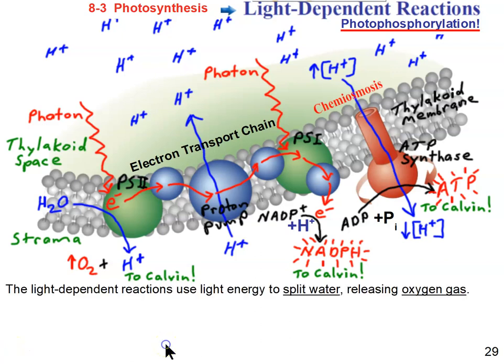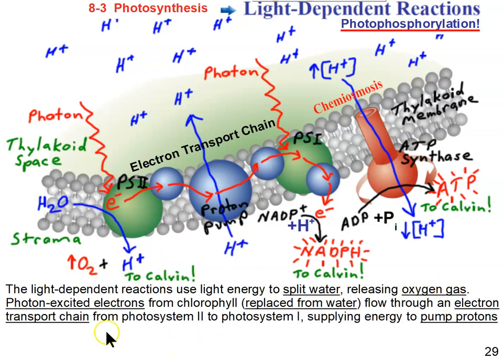So let's put this in writing here. The light-dependent reactions use light energy to split water, releasing oxygen gas. That's where the oxygen comes from. It's a byproduct of the light-dependent reactions. Photon-excited electrons, right, from chlorophyll, but replaced from water, flow through the electron transport chain. So there they are, flowing through the electron transport chain from photosystem 2 to photosystem 1, which doesn't make a whole lot of sense, but that's the way they're named.